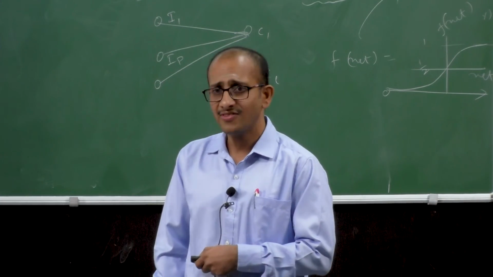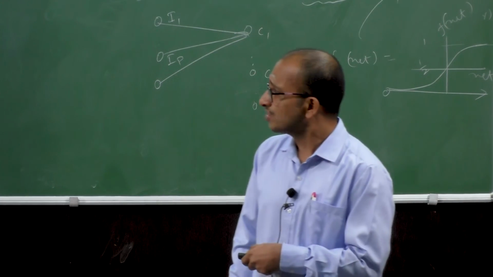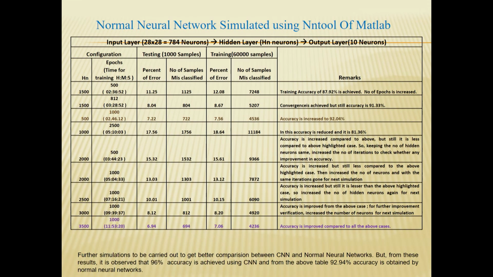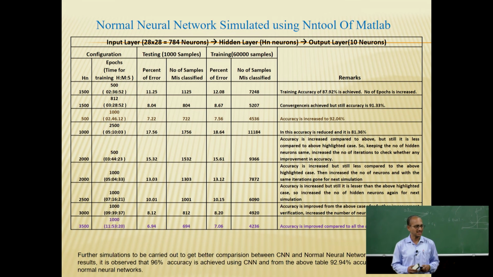And the other thing that you can see is, even if you train a feedforward neural network with 3500 neurons, you may get a maximum of 93% accuracy for digit classification on 60,000 training samples and 10,000 testing samples. But if you train a convolution neural network of 5 layers, as I mentioned now, we can easily get an accuracy above 96% with the same data.